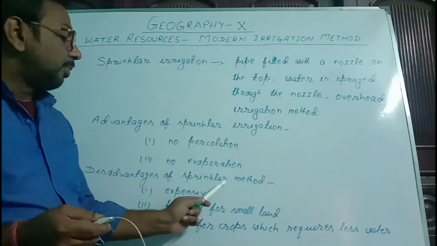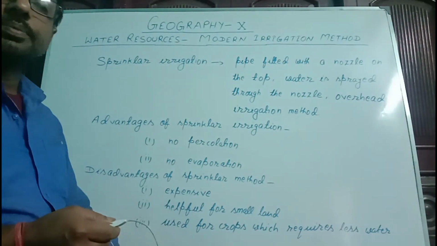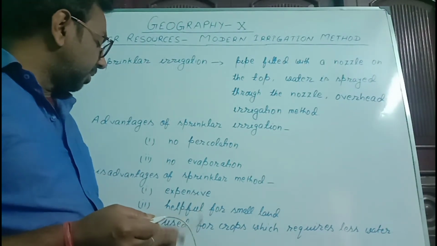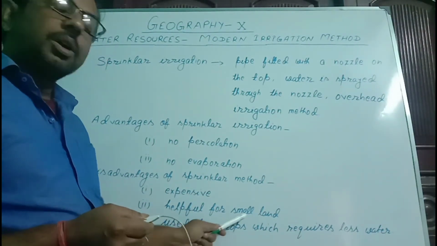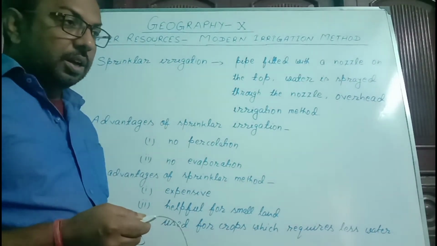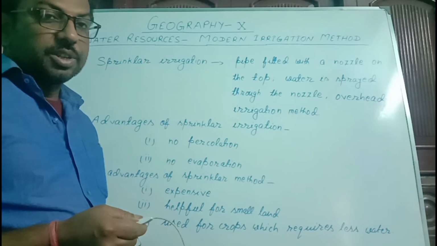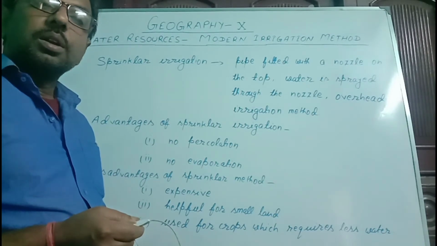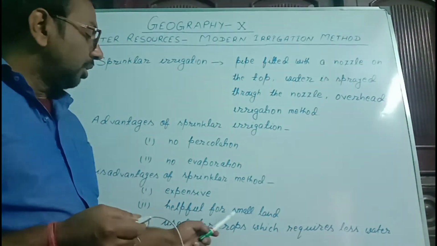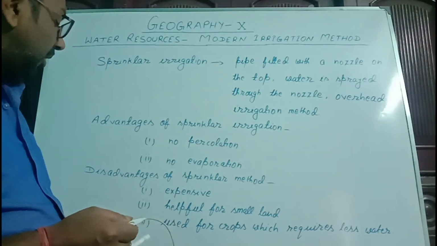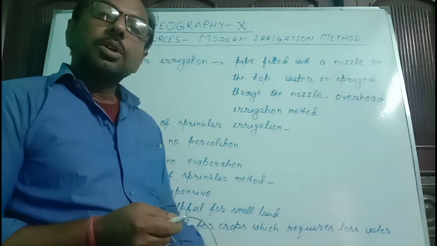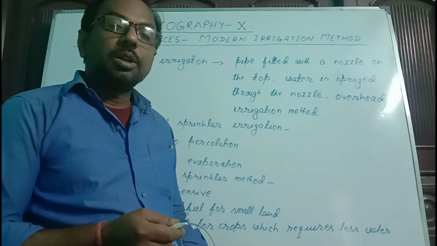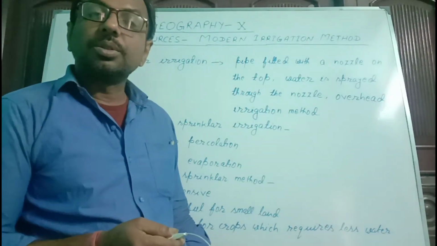Now, the disadvantages of the sprinkler method: it is expensive because pipes and nozzles are expensive, and it is helpful only for small land such as a garden, vegetable land, and some other small cultivated land. And the third disadvantage is that it is used for crops which require less water. For crops that require more water for irrigation, this method is not suitable.